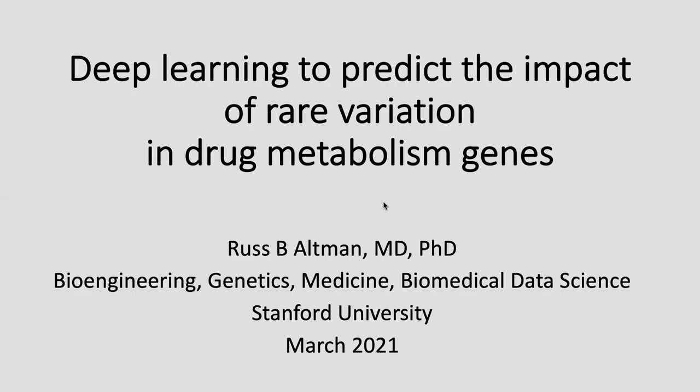Thanks very much. This is Russ Altman from Stanford, and I'm happy to be talking today about deep learning to predict the impact of rare variation, particularly in genes that are involved in the metabolism of drugs.